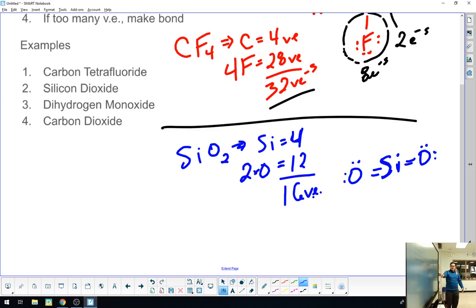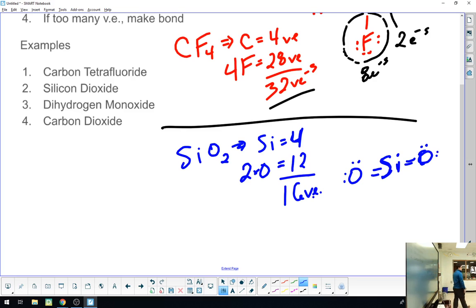Yes. Does oxygen have 8 electrons on it? If I cover up the silicon, can you see the 2 double bonds there? Yeah, and those are 2 each, so 2, 4, 6, 8. Does the oxygen on the left side have 8 electrons? Yes. Does the oxygen on the right side have 8 electrons? 2 for each bond, so 2, 4, 6, 8. Yes. Silicon in the middle, does it have 8 electrons? 2, 4, 6, 8. Everybody has 8. Everybody's happy.